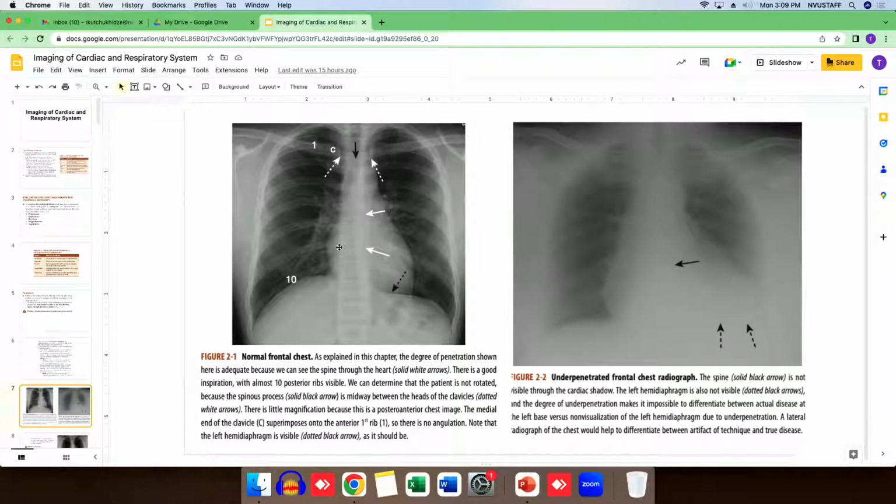So this is our normal chest X-ray, and if you see, penetration is good. Why?